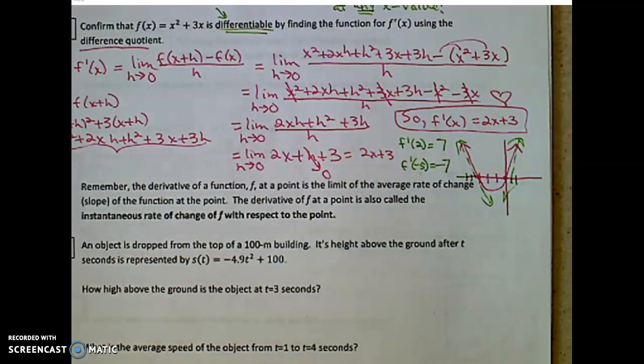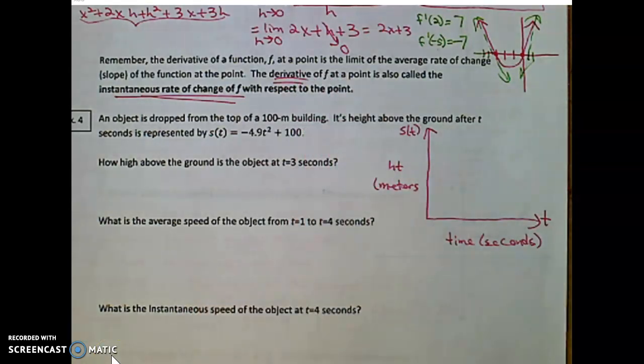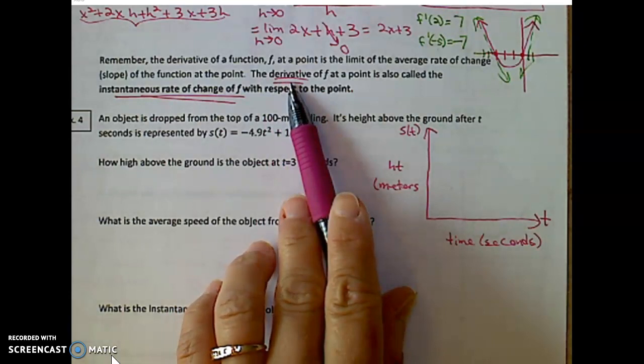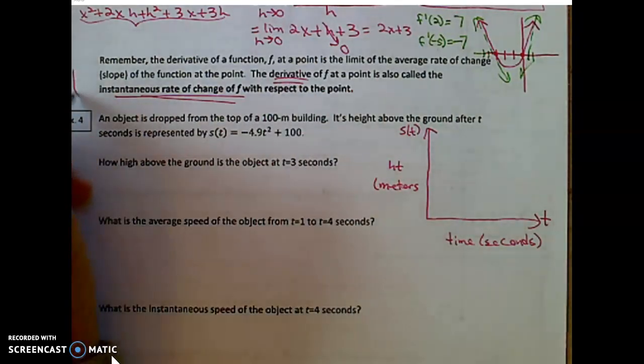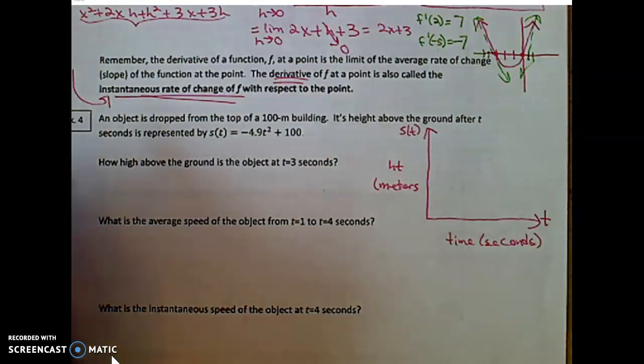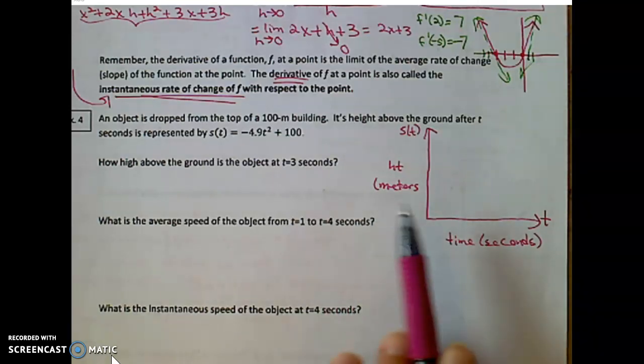Please read this next situation. I'm going to draw a little sketch. Okay, remember that a derivative is the slope of a tangent line. We also consider the derivative then the instantaneous rate of change. Rather than an average rate of change, an instantaneous rate of change with respect to time. Okay, let's see. So here, let's read.